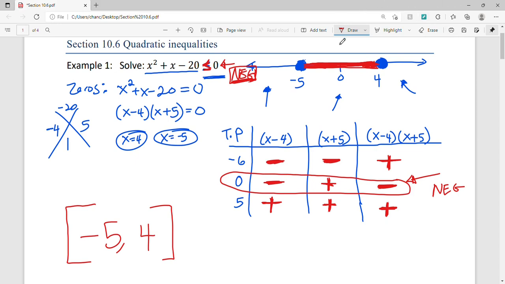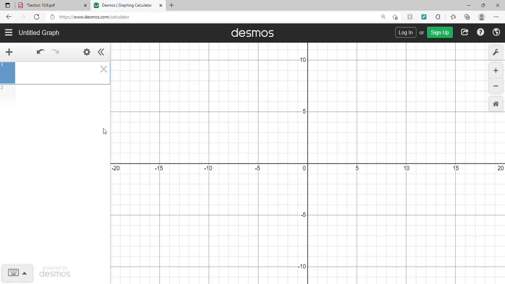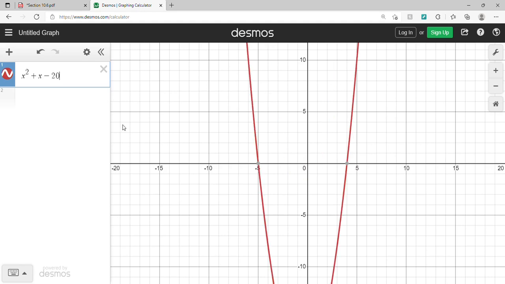If I were to graph x squared plus x minus 20, let's see what it looks like. So I'm going to go to desmos.com. We'll graph the quadratic x squared plus x minus 20 on Desmos. And if you look carefully, we have an x-intercept at negative 5 comma 0 and another x-intercept at 4 comma 0. Those are our zeros. That's where the graph crosses the x-axis.